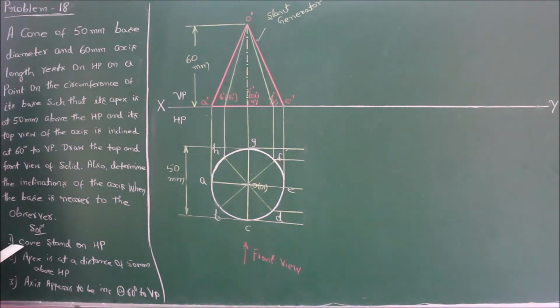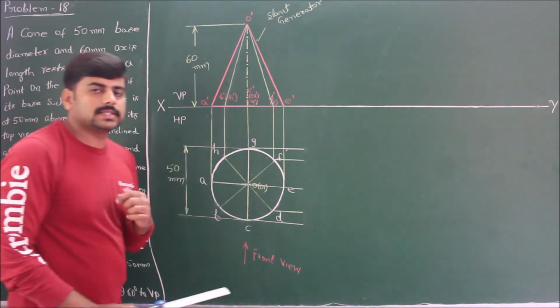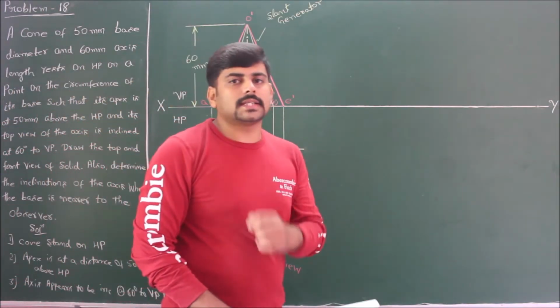I repeat, in the first position the cone is standing on HP, in the second position the apex is at a distance of 50 mm above HP and the cone is resting with one of its points on the horizontal plane. In the third position, the axis appears to be inclined at 60 degrees to VP, because he is clearly stating that in the top view the axis seems to be inclined at an angle of 60 degrees to VP. Since he is clearly stating it is in the top view, it is nothing but an apparent inclination given to us.